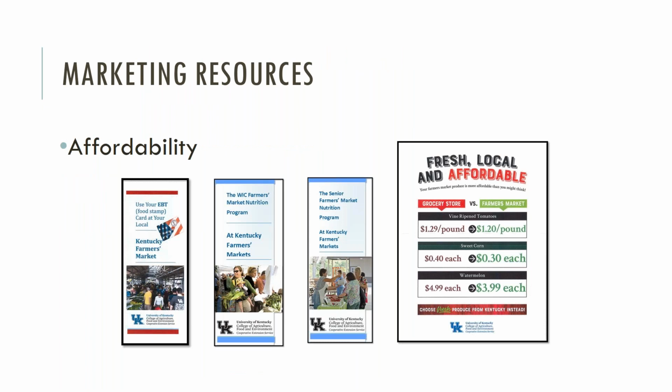Back to other marketing resources relating to affordability. We have the poster we talked about earlier, but we also have 3 different trifold brochures that explain those particular benefits and how to use them at their local market. And all of these are available through your county extension agent.